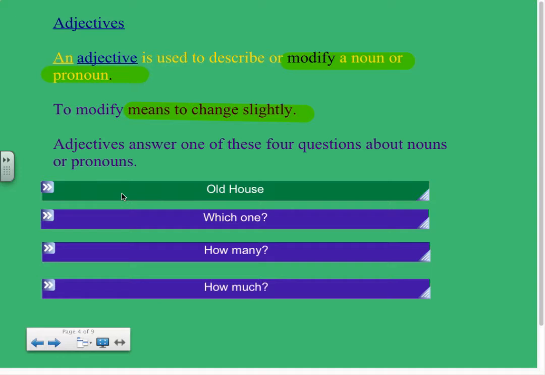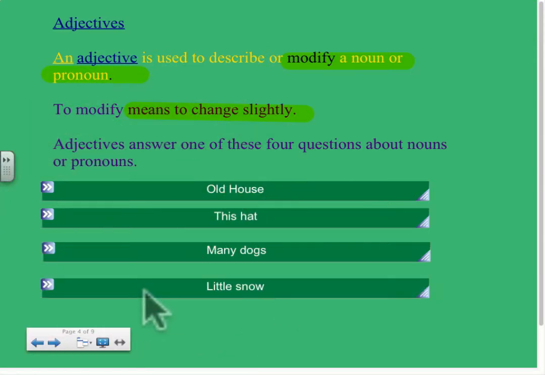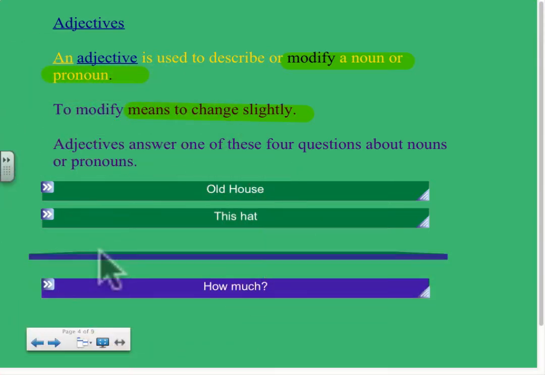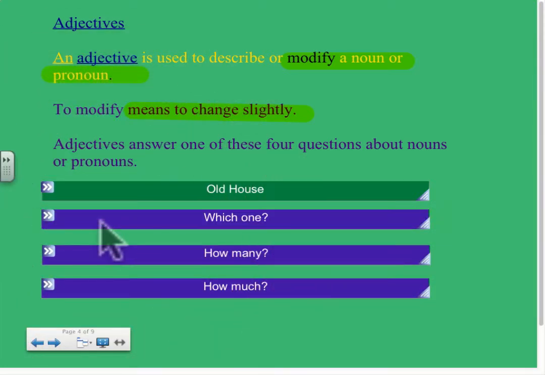It's not just a house, it's that old house. Which one? It's not a hat, it's this hat. We call those demonstrative. Descriptive, demonstrative, and then we have how many? Many dogs. And definite: you don't know the exact amount, but there's many of them. How much? A little snow. So adjectives answer those 4 questions of how much, how many, which one, and what kind. They really put those 4 questions into the reader's mind.